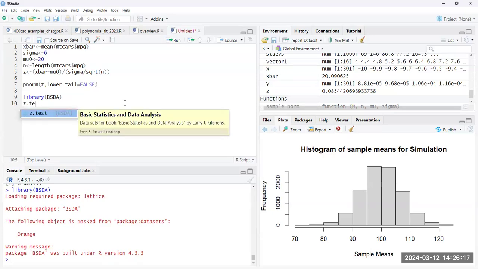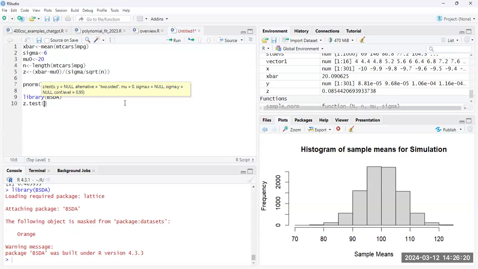And they have a function z.test. mtcars mpg is the source of my data. The alternative is greater, and my mu is 20, and my sigma, that's the mu naught, by the way, and the sigma.x is 6. And again, you have to specify it. You can't calculate it from the data set, or you shouldn't be using the z-test.